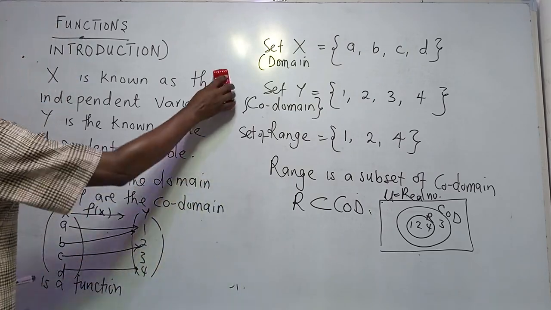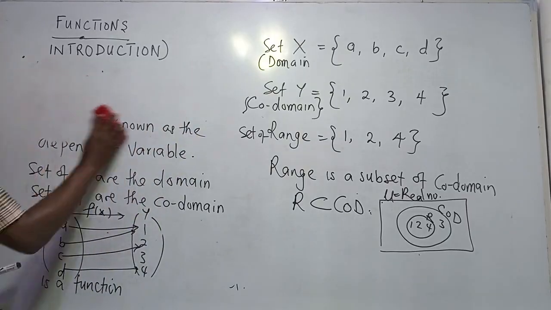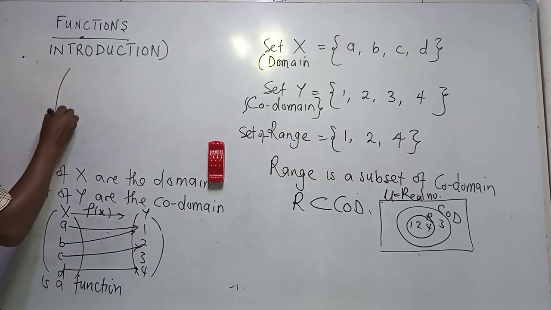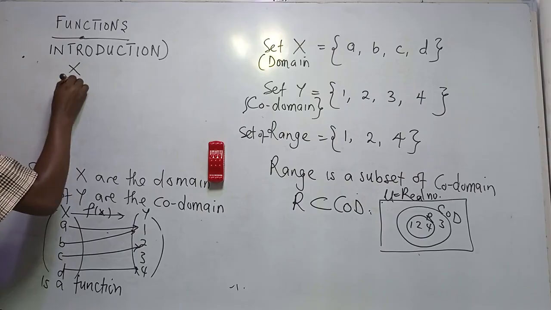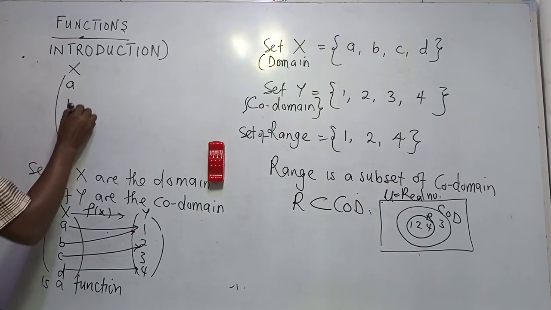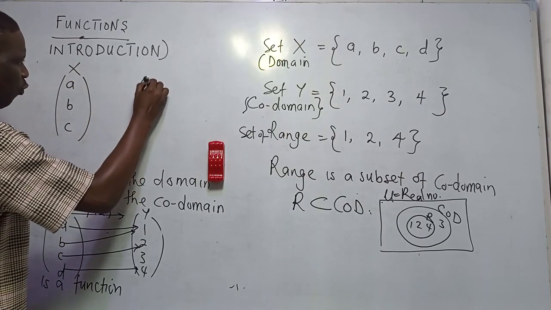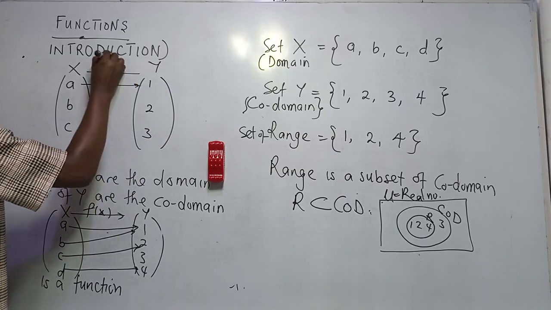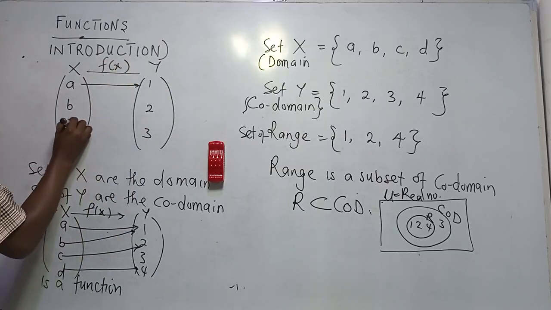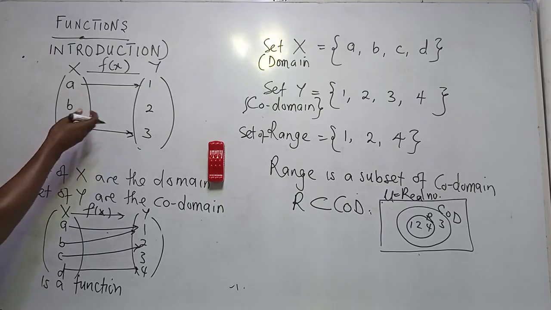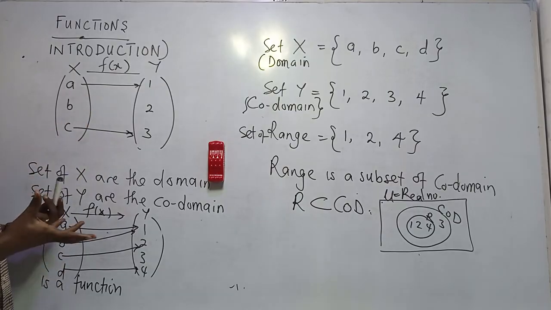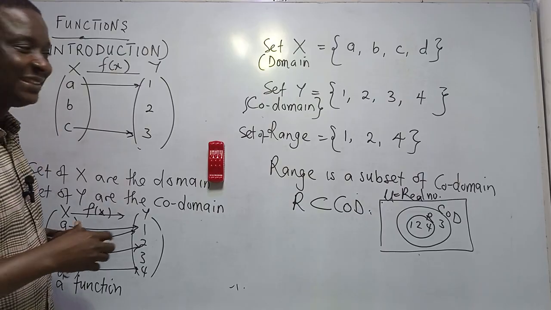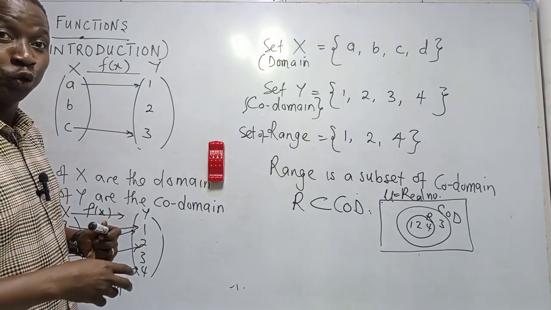Let me give you an example like this. Is this one a function? A, B, C, and I have 1, 2, 3. Map this one with this, defined under a function. Then map this one with this. Is this a function? Look at it very well. The answer is no.